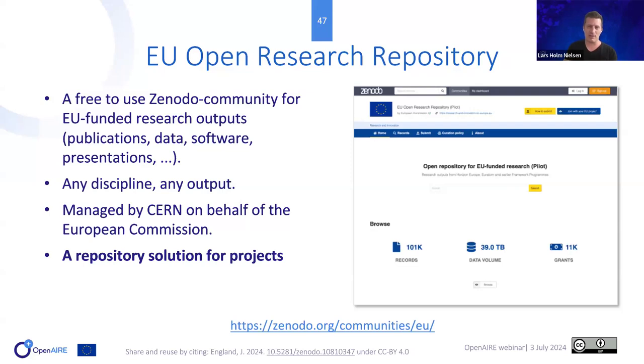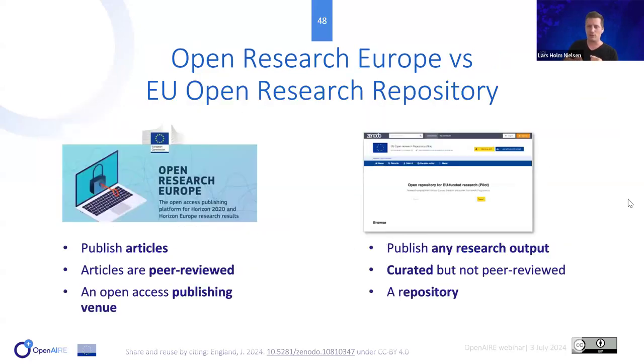And Zenodo is really one of these places where you can share it. So with this, next slide, please. So with the EU Research Repository, this is a place where you can put any kind of research output. And the difference from the Open Research Europe platform is that this is not curated and not peer reviewed. So it's you who's in control of what you publish in there. This is really a repository, okay?